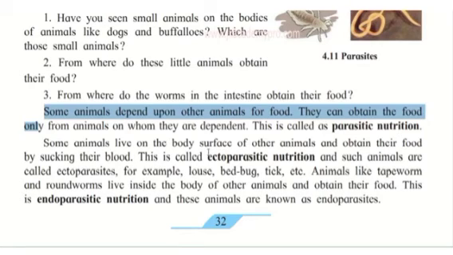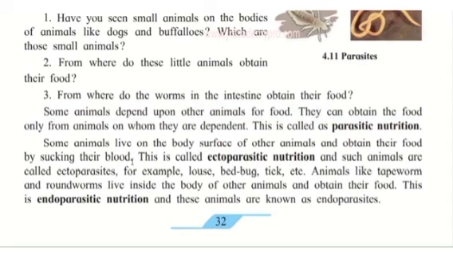Some animals live on the body surface of other animals and obtain their food by sucking. This is called the ectoparasitic nutrition, and such animals are called ectoparasites. For example, the louse, that is there in our hair, bed bugs, ticks, etc. And animals like the tapeworm and the roundworms live inside the body of other animals and obtain their food. This is the endoparasitic nutrition, and these animals are known as endoparasites. So here we come to the end of the lesson.